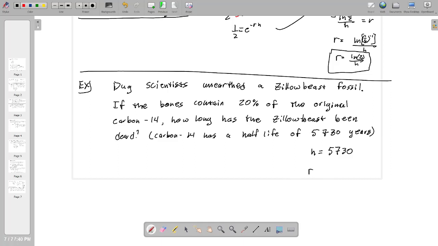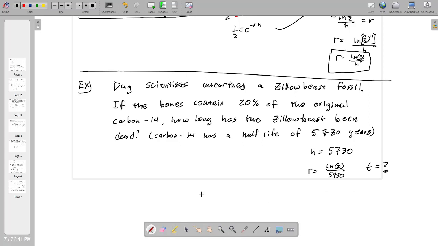And our r, of course, is equal to ln of 2 divided by 5730. And what we're looking for is how long it's been dead if we only have 20% of the original carbon-14 remaining. So, what are we looking for? We're looking for how long it's been dead, which is a length of time. So we're looking to solve for t.